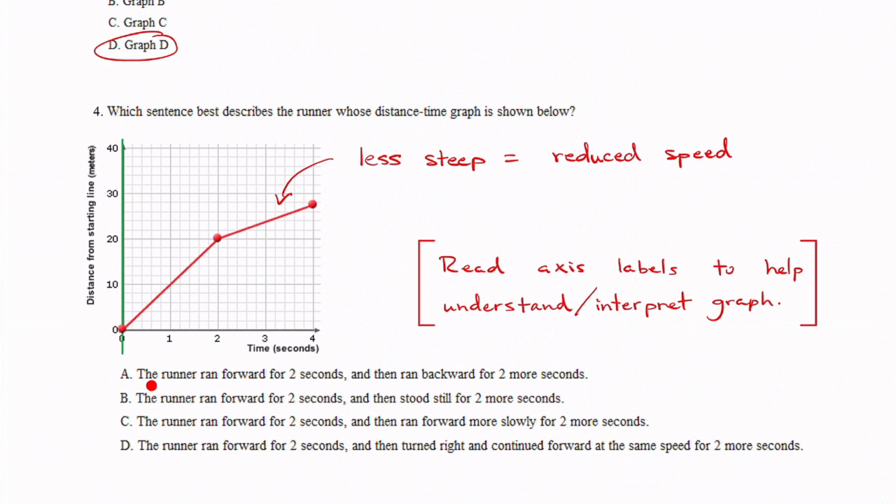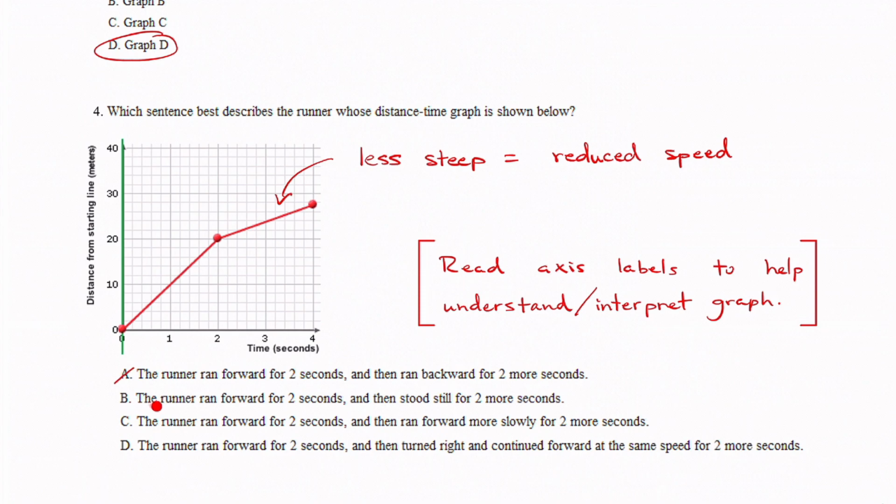So A says the runner ran forward for 2 seconds and then ran backward for 2 more seconds. So we know that can't be the case because I ran away from my starting line. We ran 20 meters away, and then all of a sudden we're here. This is almost about 30 meters away. So we didn't go closer to the starting line. We continued forward and we went further away. We went up still. So A is going to be wrong, so we can cancel that off.